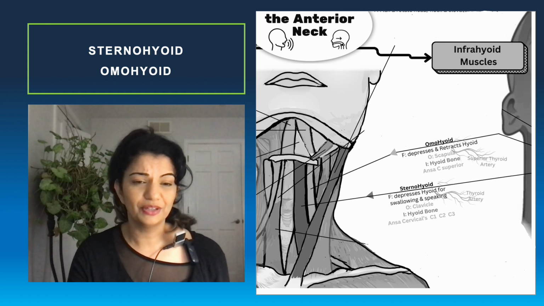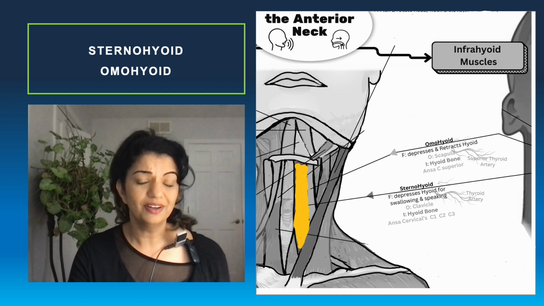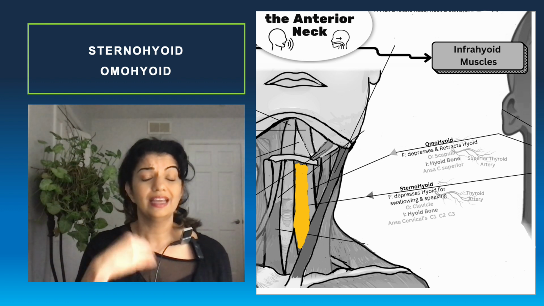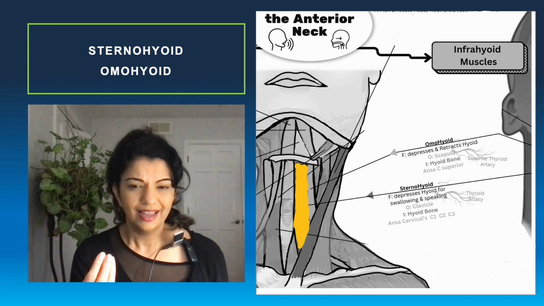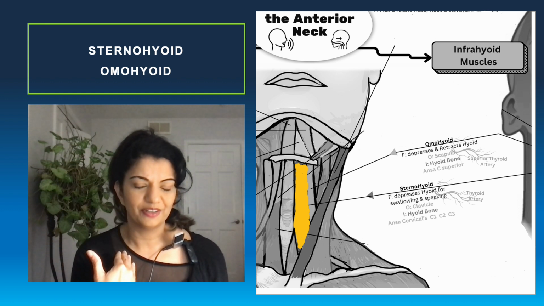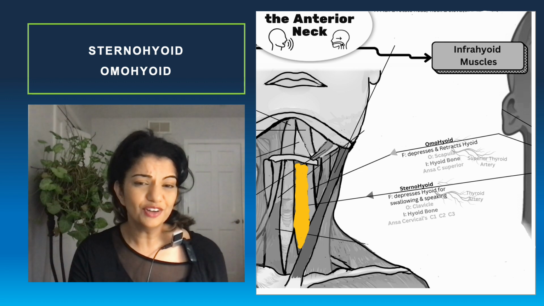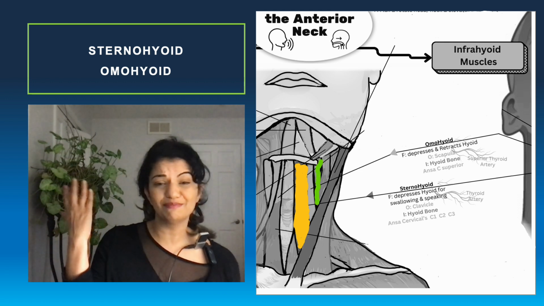All right, the last two, we've got the sternohyoid. This one, again, the name tells you everything. It starts with the sternum and then it inserts into the hyoid bone. And this, again, depresses the hyoid for swallowing and speaking, basically, right? And then you've got an outlier, which is the Omohyoid, and that's how I remember it.